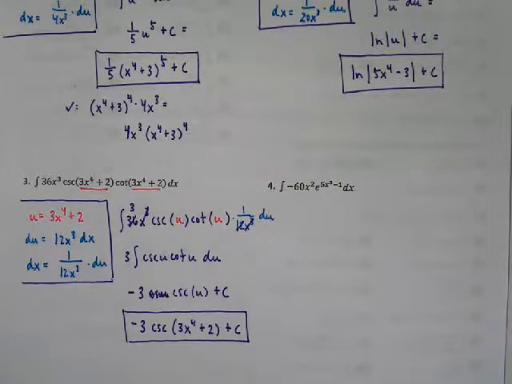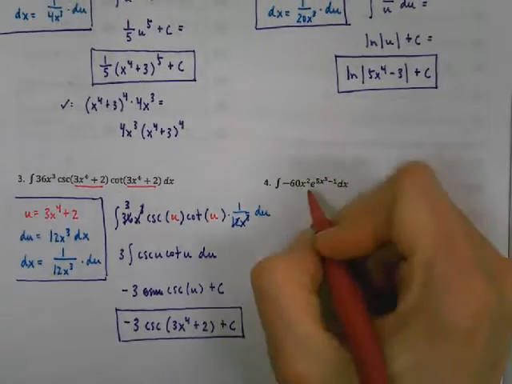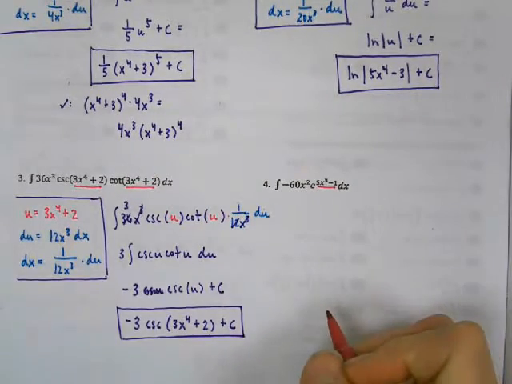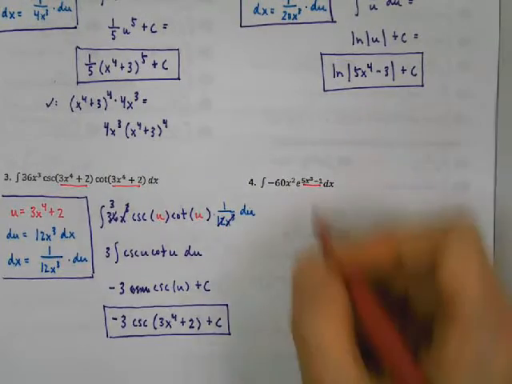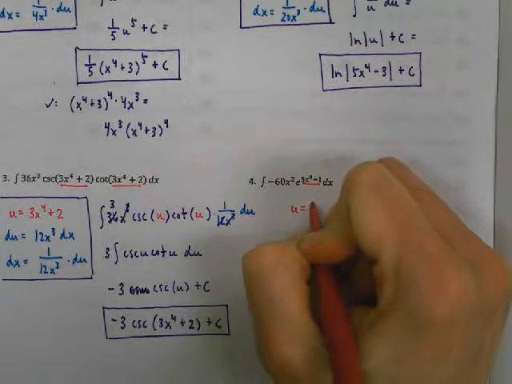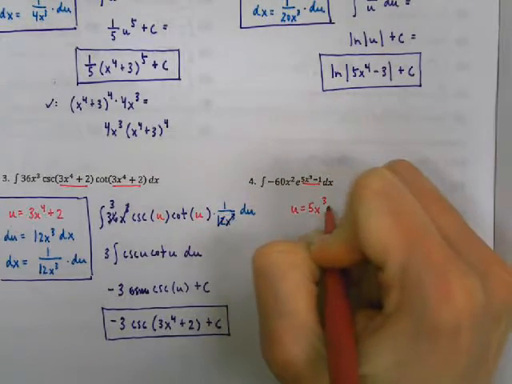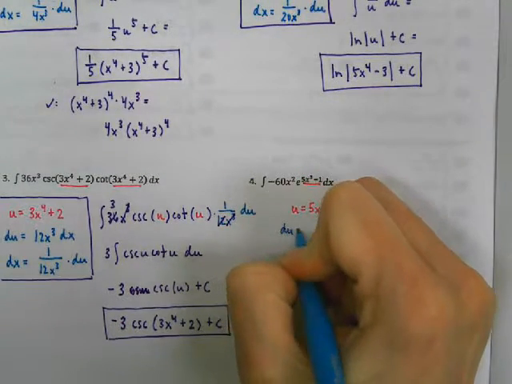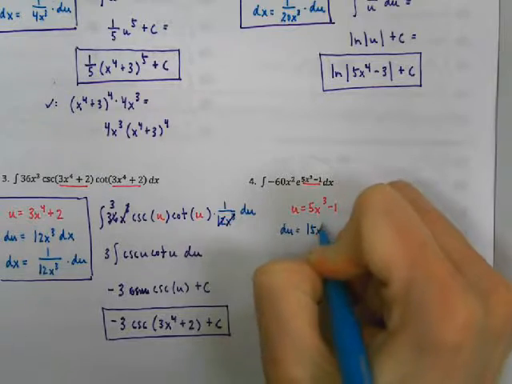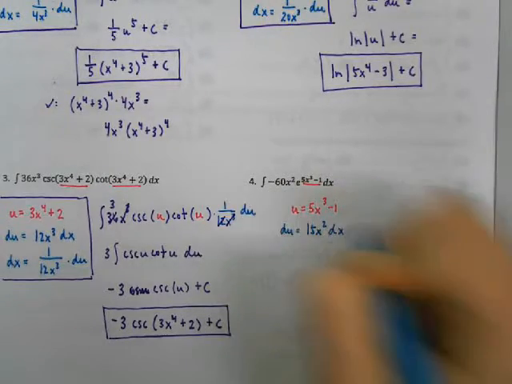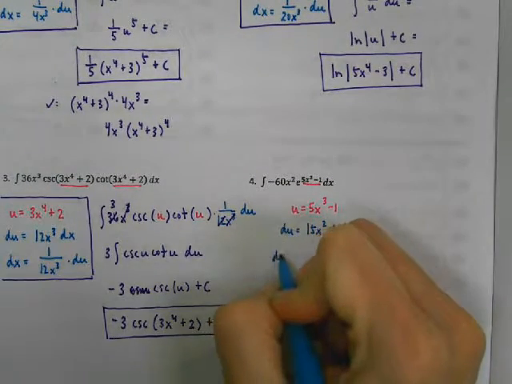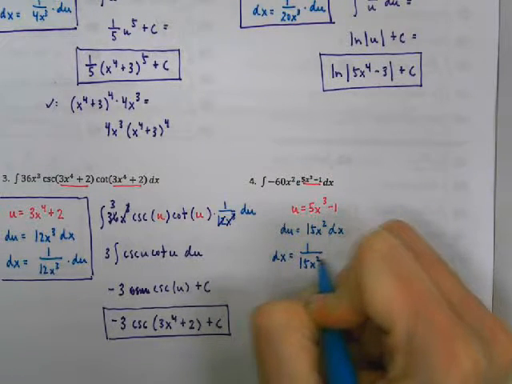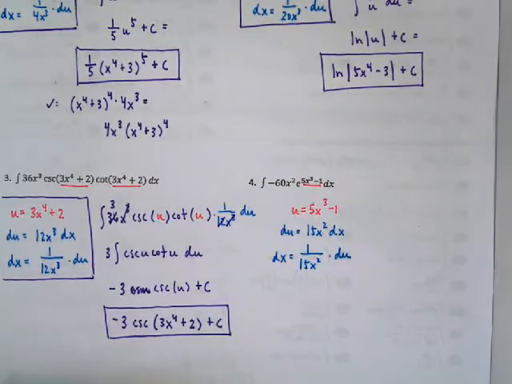Okay, last one on this page. When I'm looking here now, e to the 5x cubed minus 1, this piece right there is what's going to trigger our chain rule. So that's our u. So u is 5x cubed minus 1. My du is going to be 15x squared dx. And now dx is 1 over 15x squared times du.